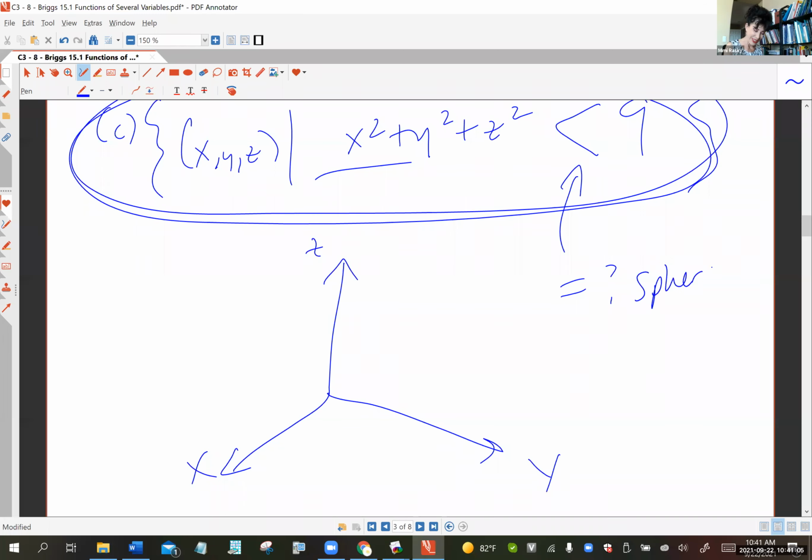A sphere of radius 3, centered at the origin. If that were an equals. But it's not an equals, darn it. It's strictly less than.